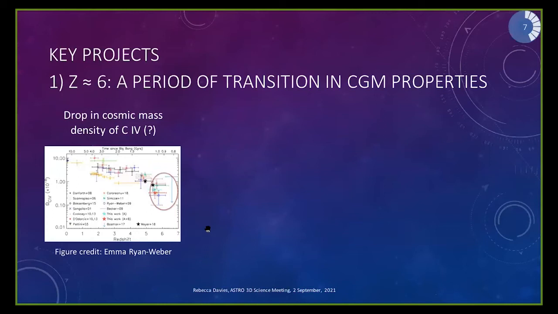So now that I've described the catalog, I want to highlight some of the exciting science that we plan to do with this data. As I mentioned earlier, one of our main goals is to investigate the buildup of metal-enriched gas in halos over cosmic time. One of the key probes of enriched CGM material is carbon-4 absorption. So by measuring the cosmic mass density of carbon-4 as a function of redshift, we can start to get an initial indication of how the metal content of halos might have evolved over time.